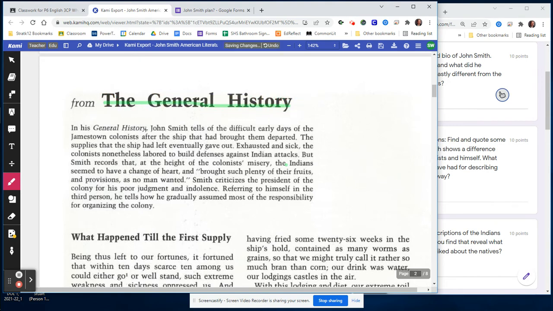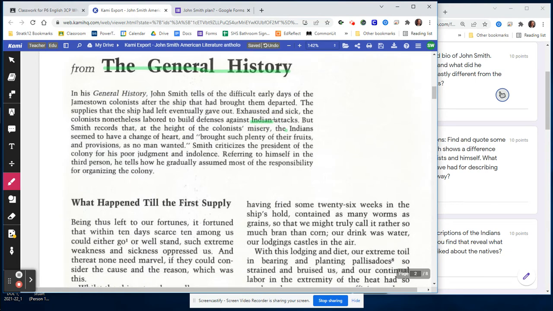In his General History, John Smith tells of the difficult early days of the Jamestown colonists after the ship had brought them departed. The supplies that the ship had left eventually gave out. Exhausted and sick, the colonists nonetheless labored to build defenses against Indian attacks. I'm not sure that Indian is the correct word anymore, but I'm going to read it because it's in the textbook. But Smith records that, at the height of the colonists' misery, the Indians seemed to have a change of heart and even brought such plenty of their fruits and provisions as no man wanted.